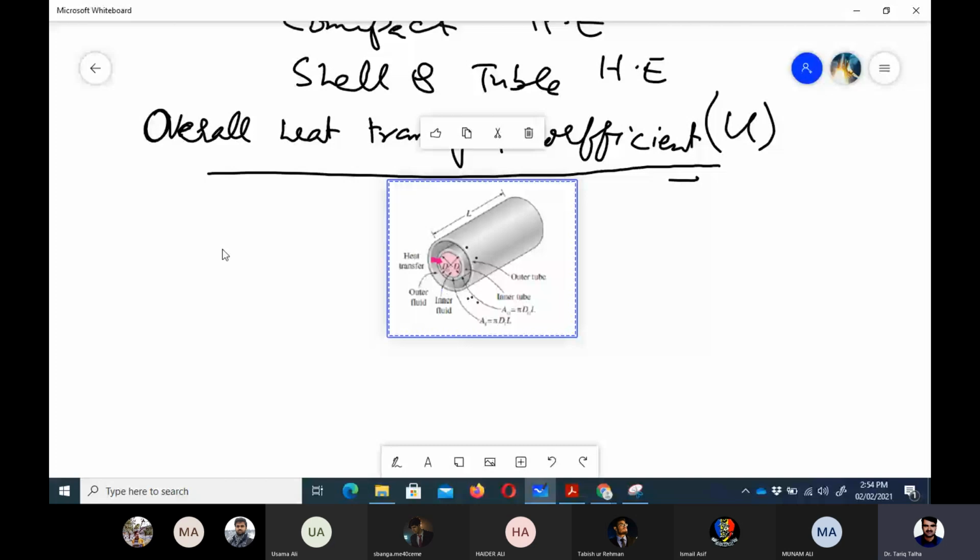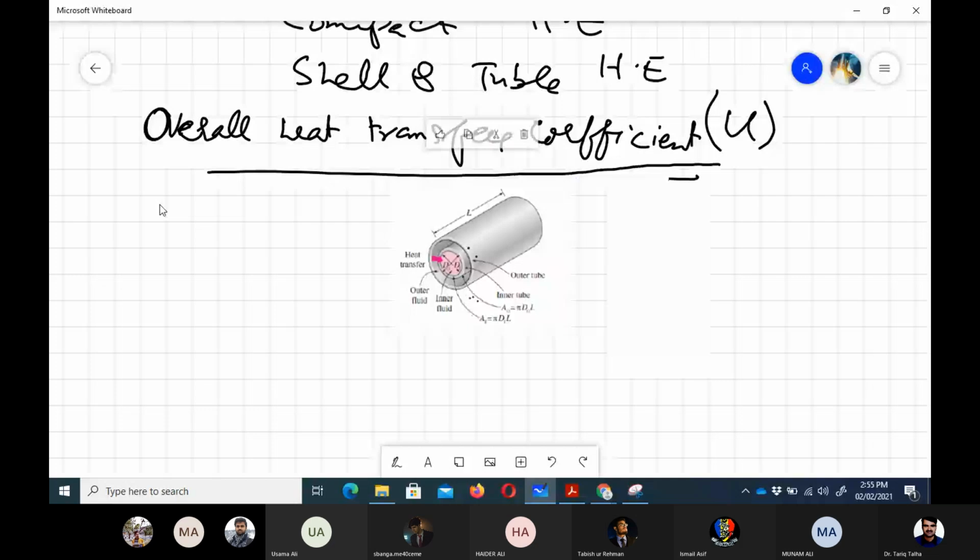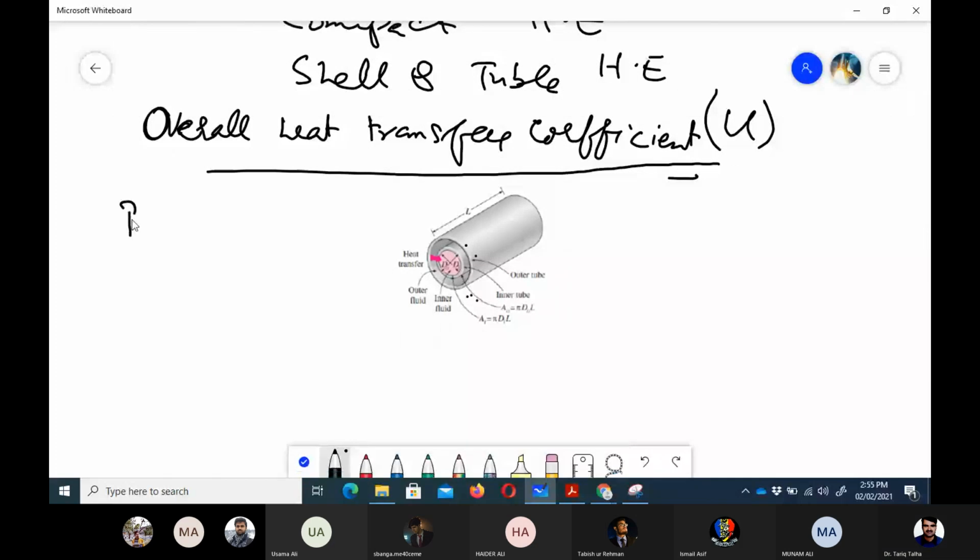If we talk about those resistances, first of all it would be the convection of the internal fluid, and that would be equal to 1 upon hi into Ai. And what is Ai here? Ai is the surface area, and that would be equal to 2 pi di into the length of the pipe. Length of the pipe is this length.